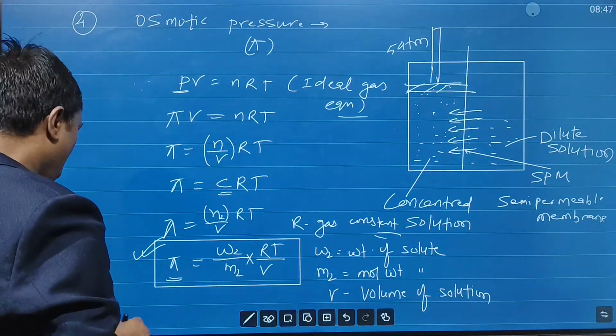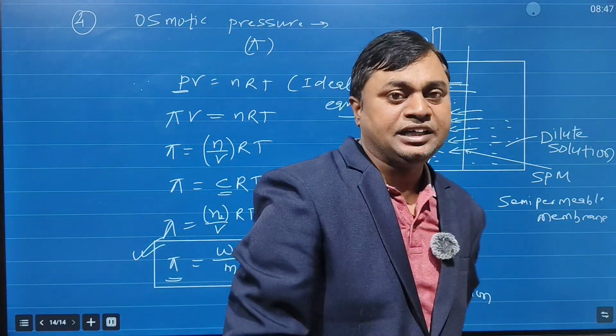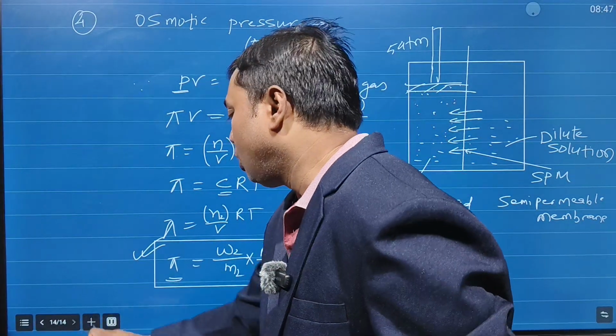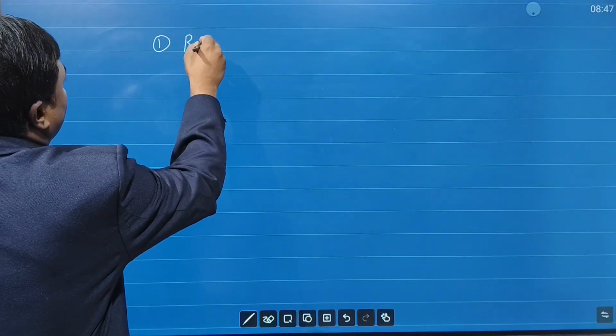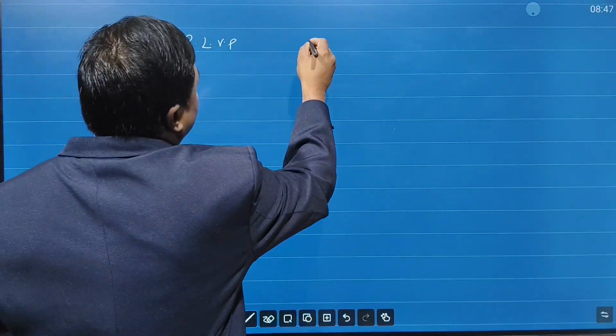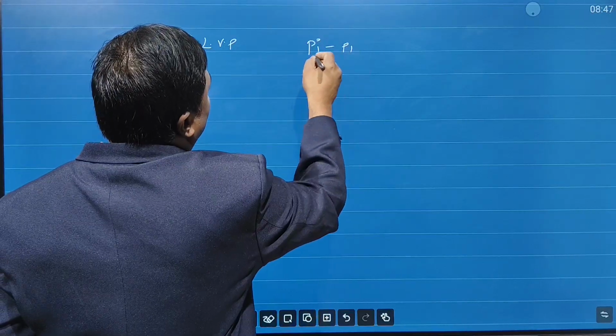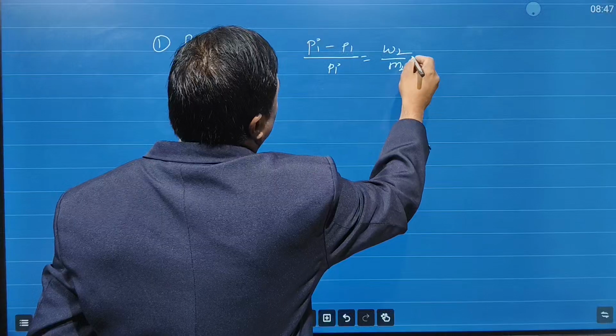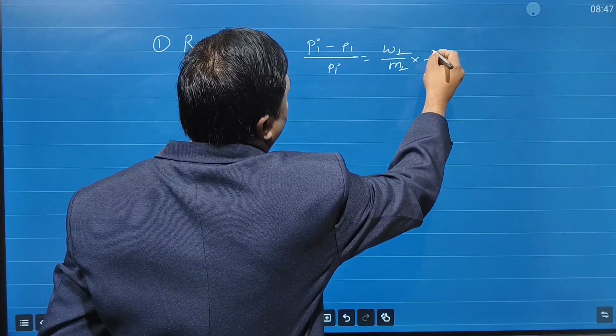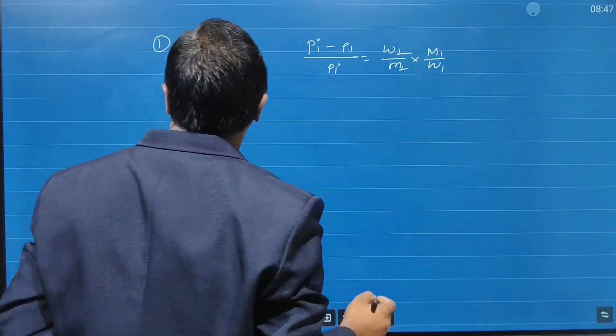So these are all four colligative properties. I am going to summarize all the formulas once. First formula what we learnt: relative lowering of vapor pressure, that is P1 degree minus P1 upon P1 degree. For dilute solution, it is W2 by M2 into the denominator W1 by M1.